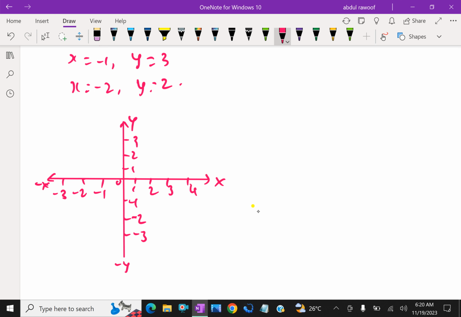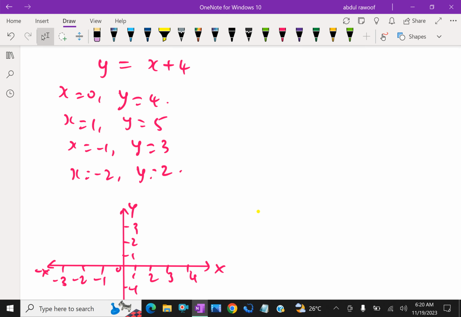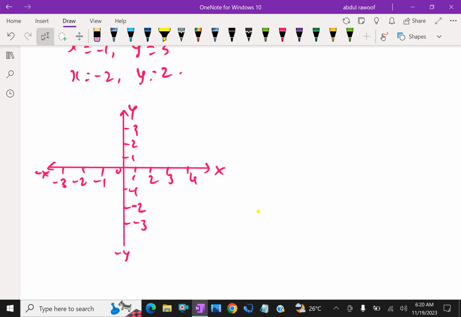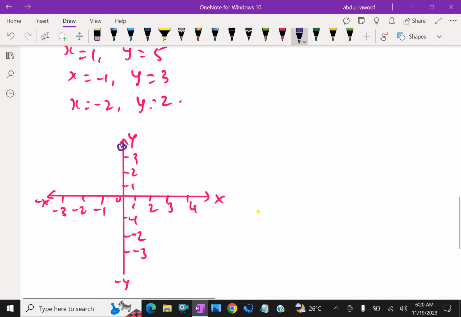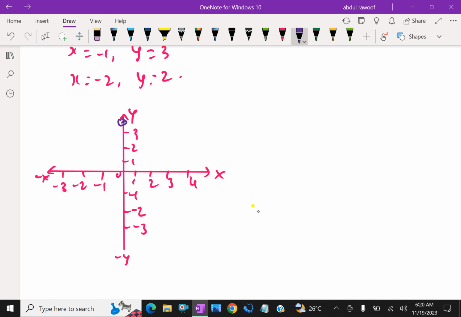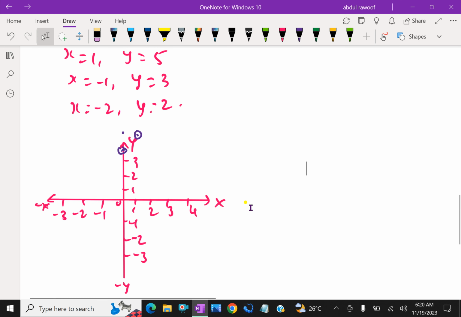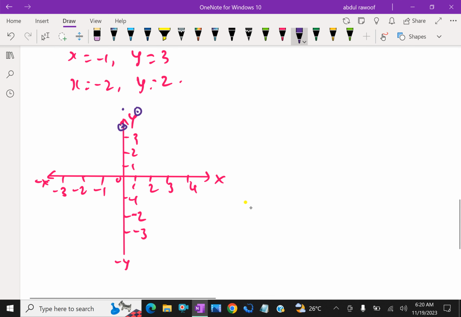Here, let us plot the points of this related equation: x equals 0, y is 4. Then x is 1, y equals 5. And x is minus 1, y equals 3. And x is minus 2, y is 2.